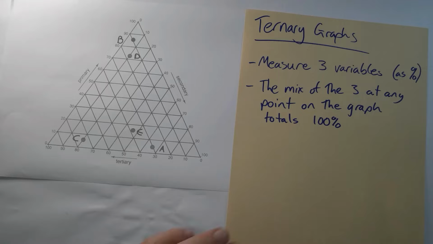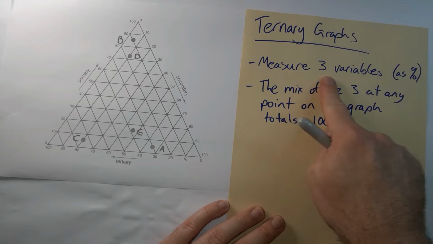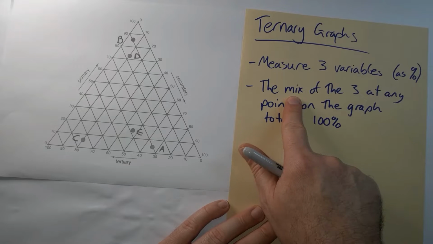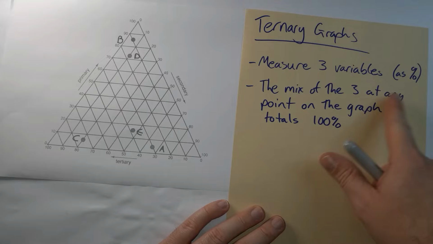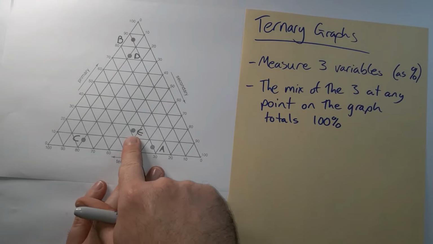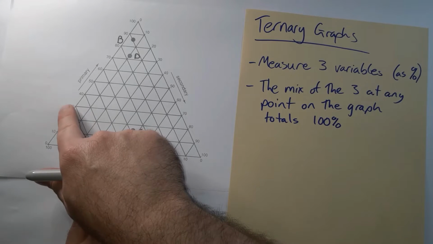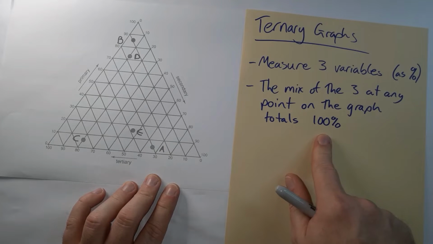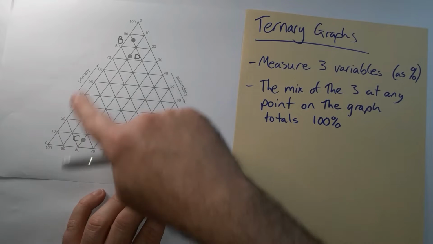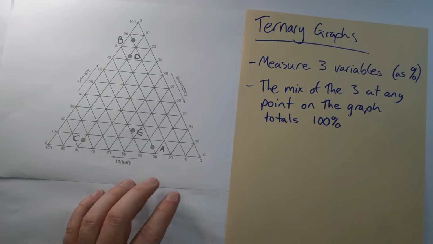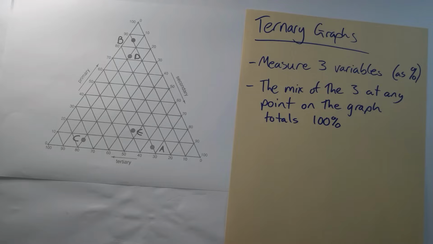have to deal with. Some things to keep in mind about a ternary graph is that they do measure three variables, and they measure them as a percentage always, not as a total number. The mix, as we call it, of any of the three variables at any point totals 100%. So if I take point E, for example, I should be able to read a percentage of each of the three variables being measured and add them together, and they should equal 100%. So in a way, it kind of acts like a pie graph in the sense that we've got three different sectors that we're adding together and the total equals 100%.